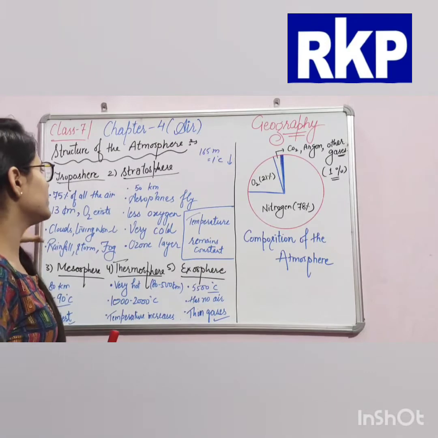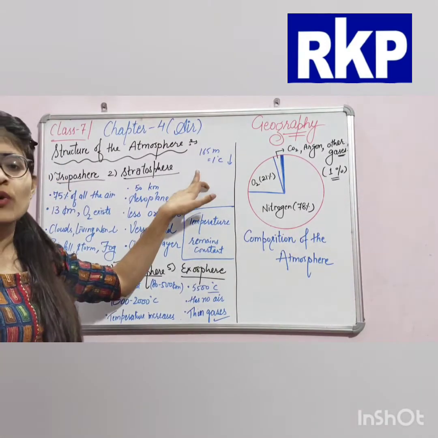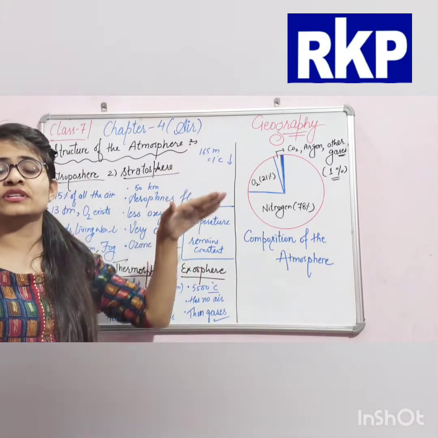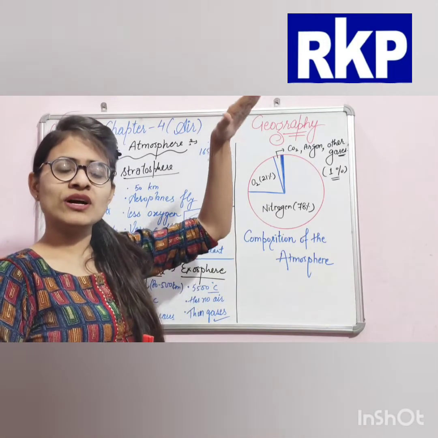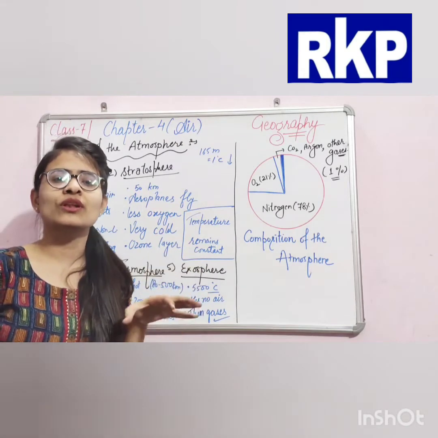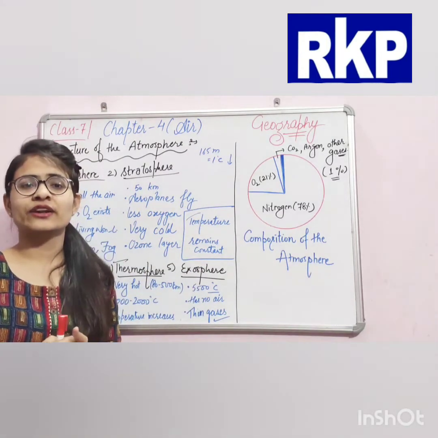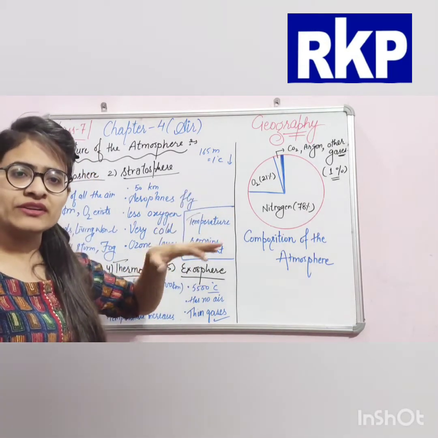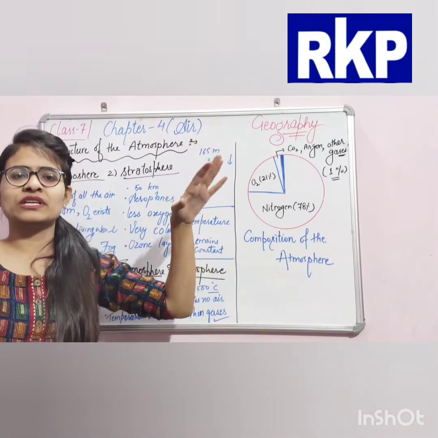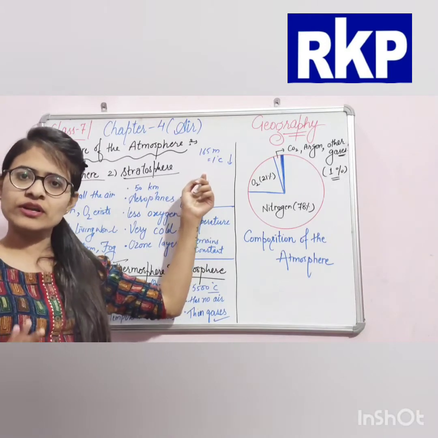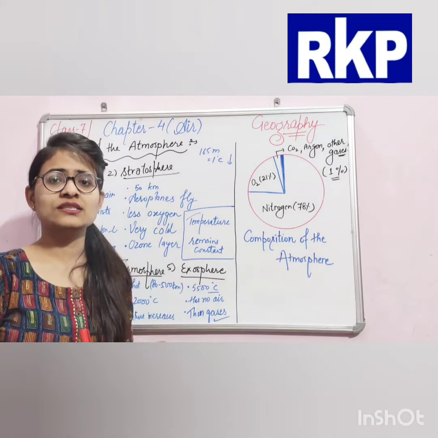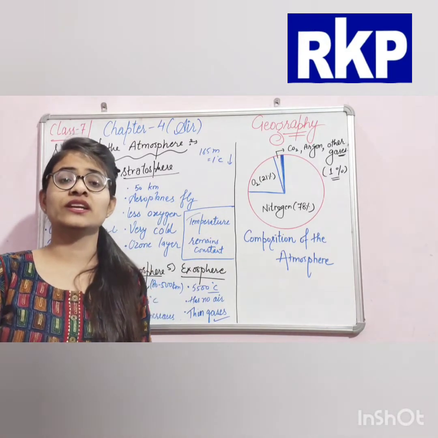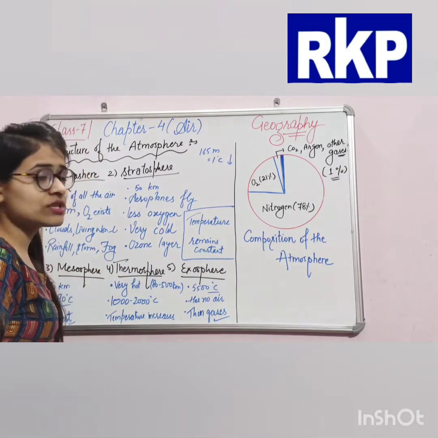Clear? In the troposphere, as the altitude or height increases, the temperature decreases. As we go upwards, the temperature decreases, at the rate of 1 degree Celsius for every 165 meters. If the temperature decreases, it is cold there. If the temperature increases, it means the heat is increasing. So this was about the troposphere.